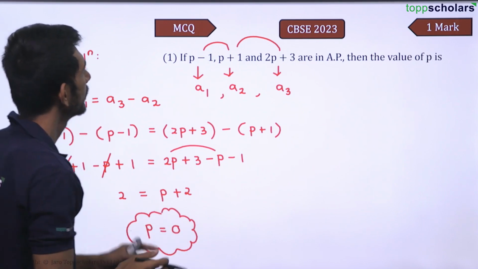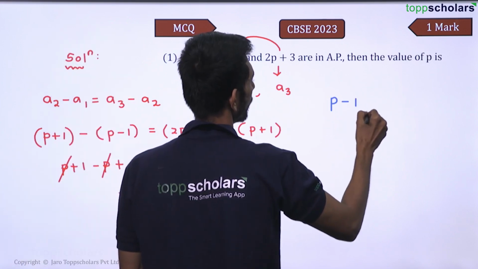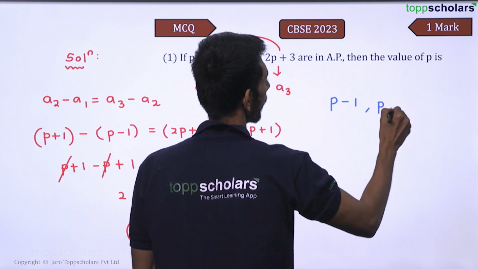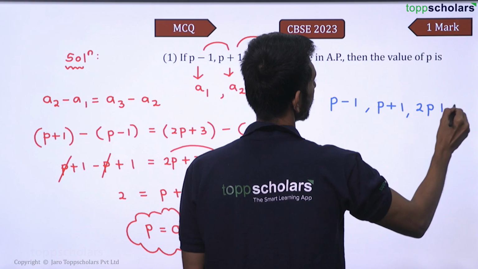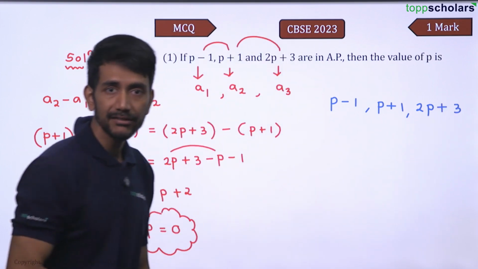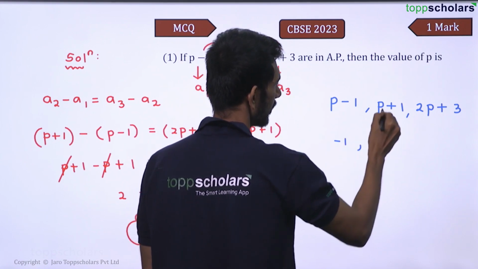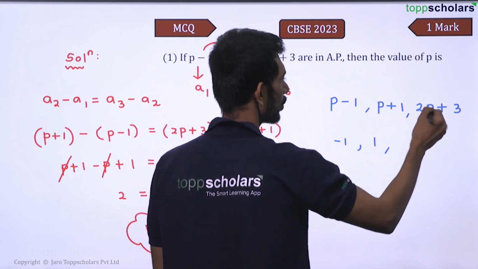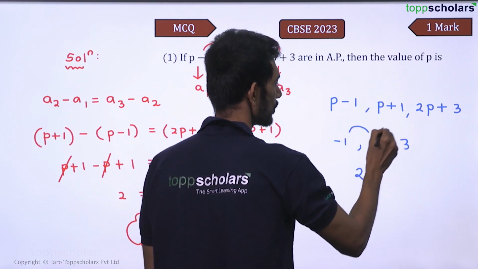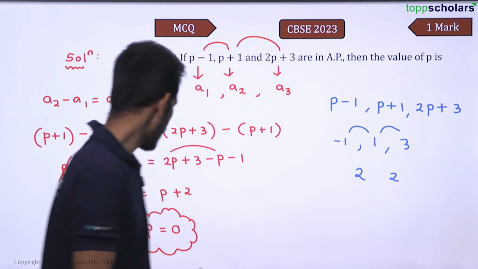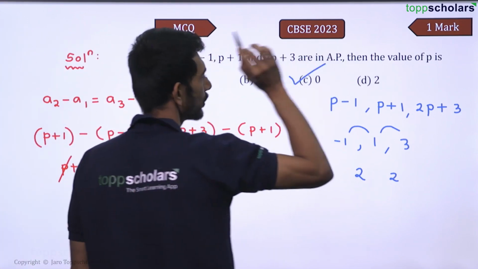You can check. Put the value of P as 0. Let us see whether our answer is correct or not. We have P minus 1, P plus 1, and 2P plus 3. If I put P as 0, I get minus 1, 0 plus 1 is 1, 2 into 0 is 0 and this is 3. So can I say the common difference is 2? Yes. That means my value of P, which is 0, is correct. Perfect. So 0 is the correct answer.